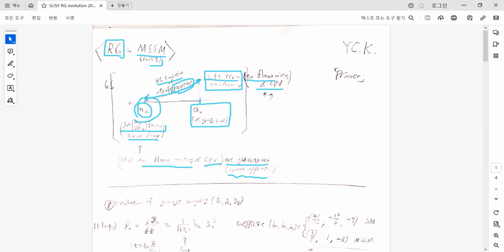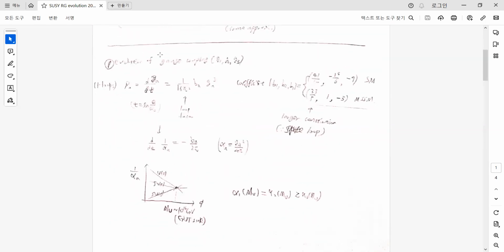So in this video, we will discuss the RG evolutions of the many parameters in the supersymmetry theory. The first one is the evolution of the gauge couplings g1, g2, g3, which correspond to the U(1), SU(2), SU(3) gauge symmetries of the standard model. Such gauge coupling evolutions can be determined by the beta function or flow equations in the renormalization group. Such a beta function is defined as d/dt, where t is the log of the energy scale Q, around the Laplace point of the Q.